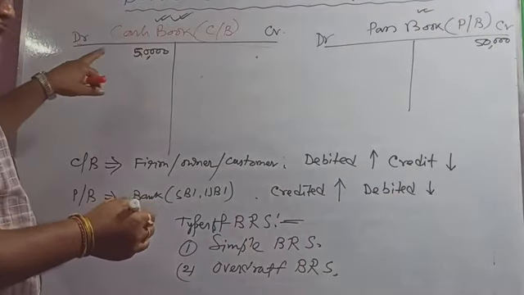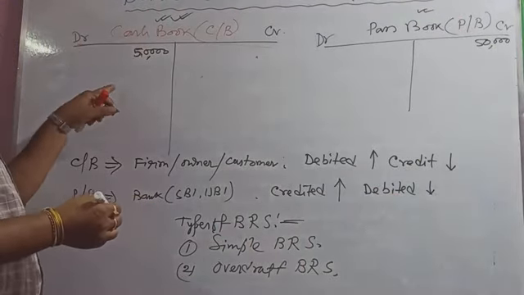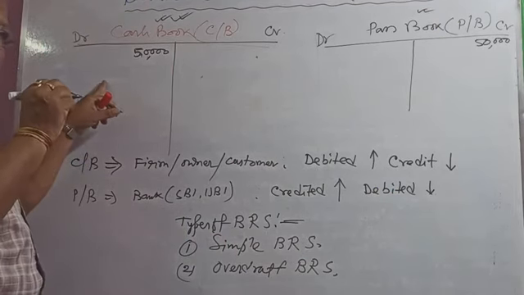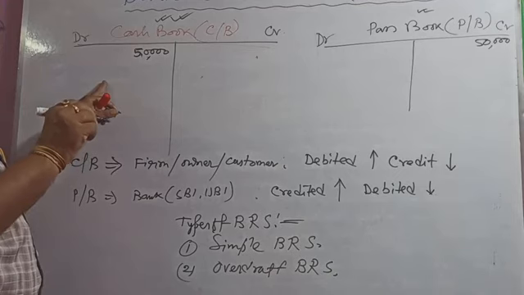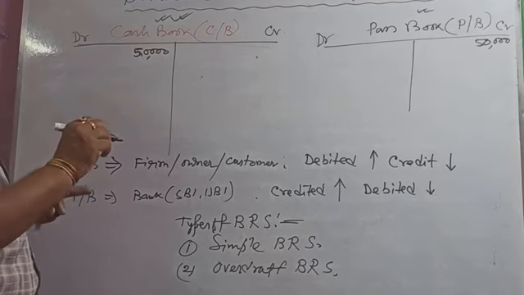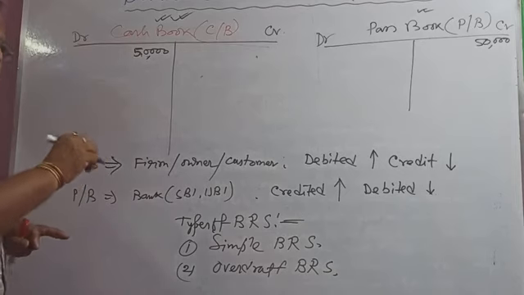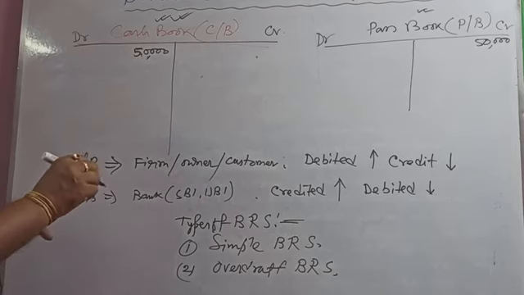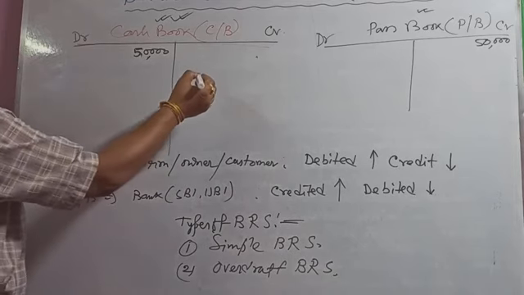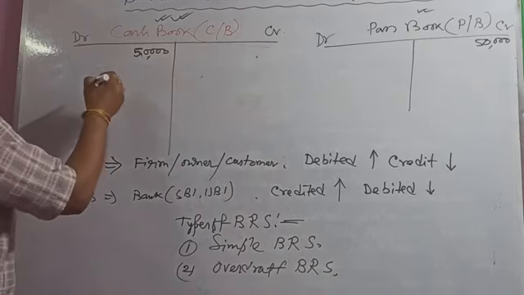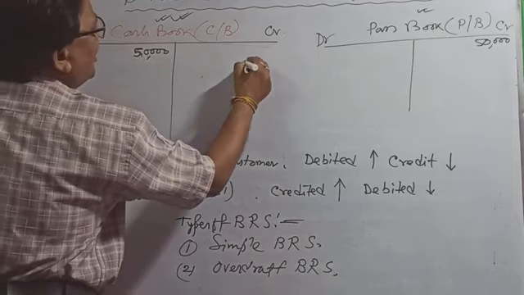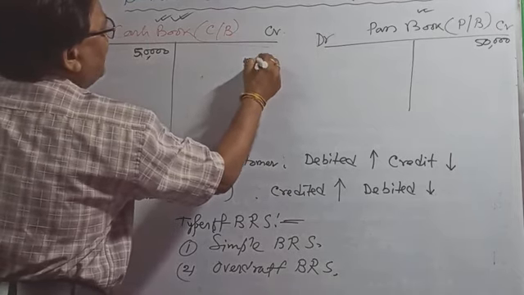Now there are two reasons. Number one, the difference due to time gap in recording of transactions. Number two, the difference due to errors made by the trader or by the bank. Okay, now say one example: a cheque issued for rupees 5,000 but not recorded in the passbook.